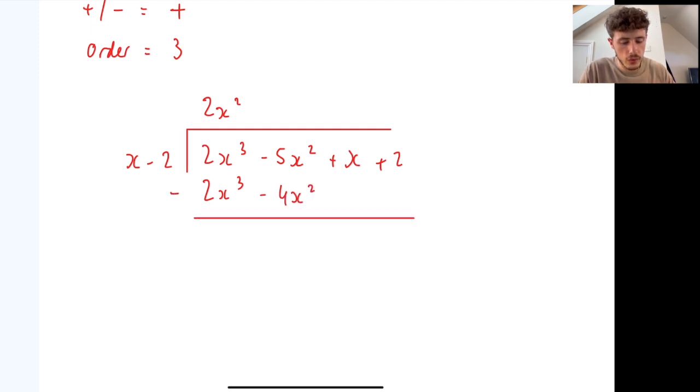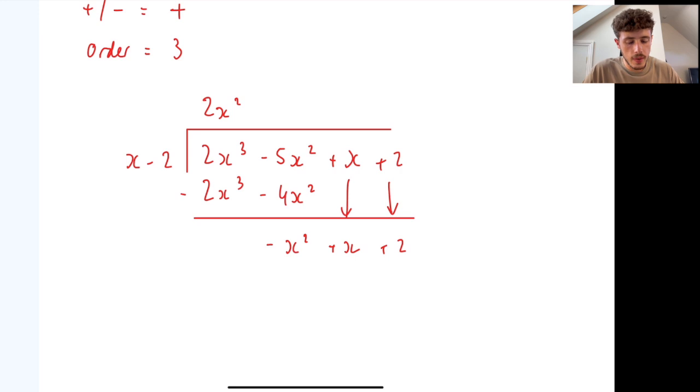We can go ahead and subtract those. They're going to cancel out the first term. That's exactly what we want. And then we've got minus 5x squared minus 4x squared, which is going to be a minus x squared in there. We can then bring the final 2 terms down. So we just literally bring those down from there.